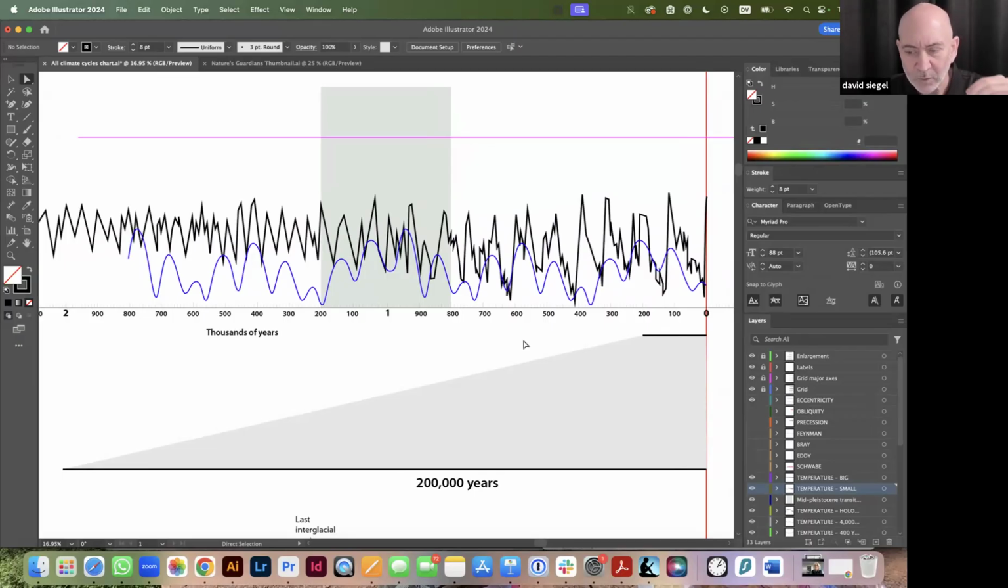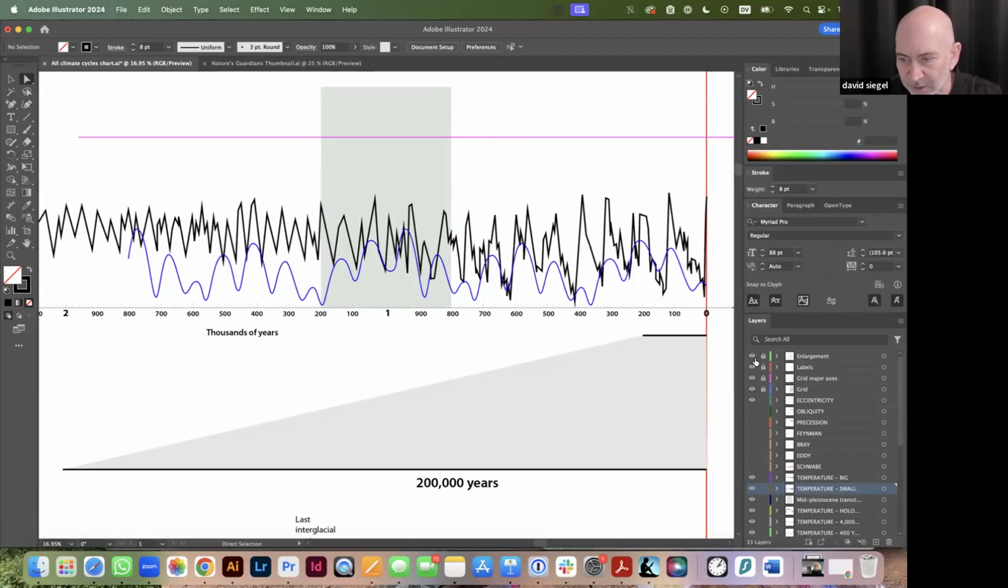Recall that eccentricity, which is the roundness, the ovalness of the Earth's orbit, goes in waves, just like at the beach. Waves come in, there's a big peak, and then we're going forward this way. It goes down, and then there's a big peak again. And those waves typically correspond with high temperatures. These are called interglacials.